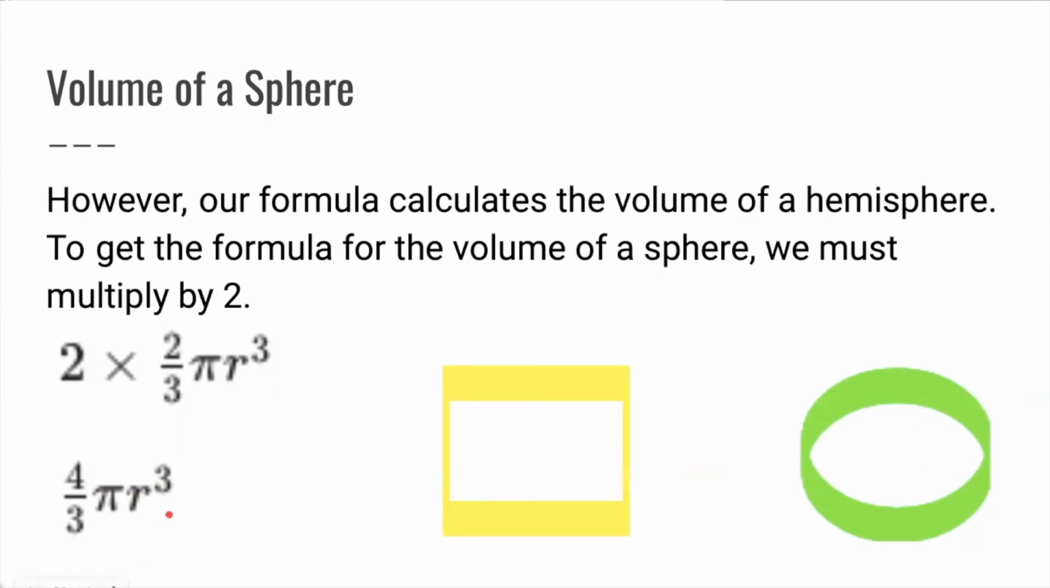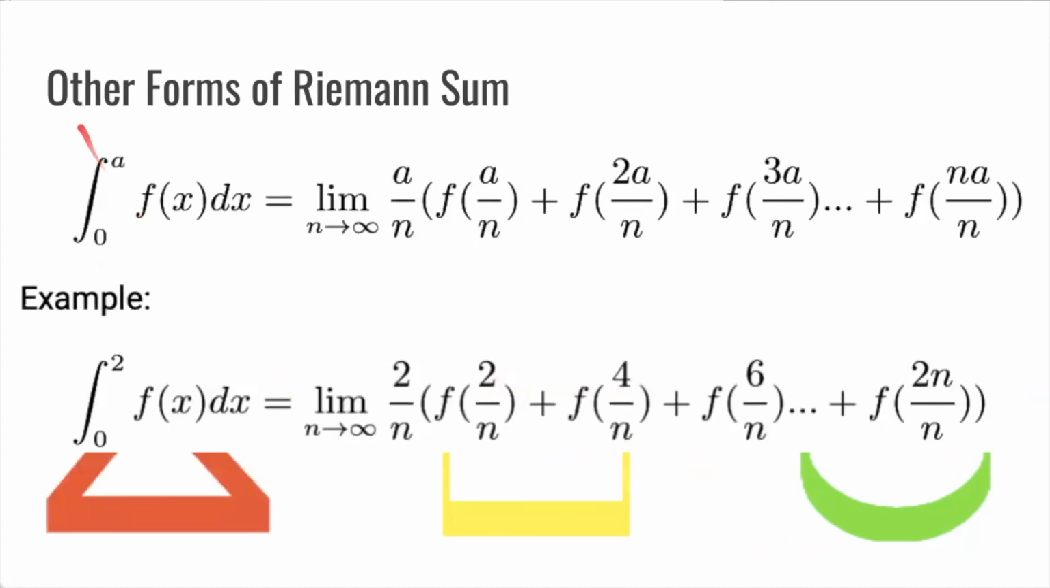All right, so now this is the final topic for today, which is other forms of the Riemann sum. So all the Riemann sums that we've seen so far are evaluated from 0 to 1, but you can evaluate it from other intervals. So you can evaluate it from 0 to a, and that's equal to this right over here, which you can prove by dividing the curve into n rectangles. The width of each rectangle is a over n, and the heights are f of a over n, f of 2a over n, and so on and so forth.